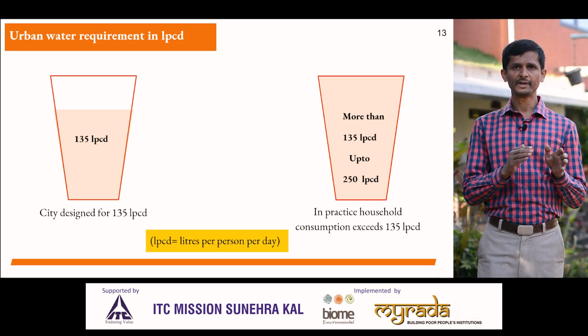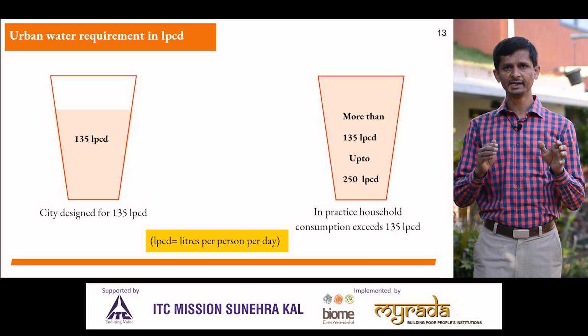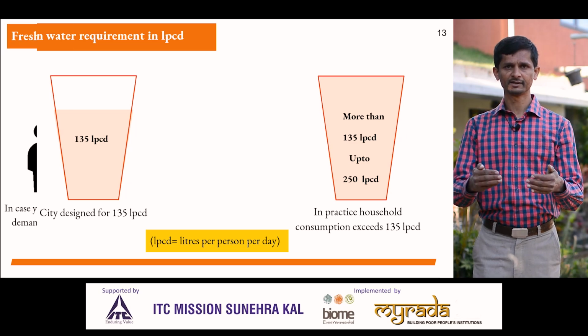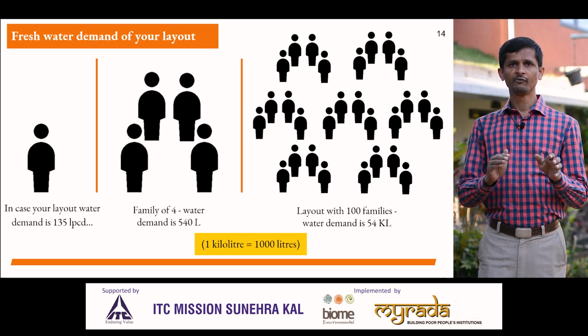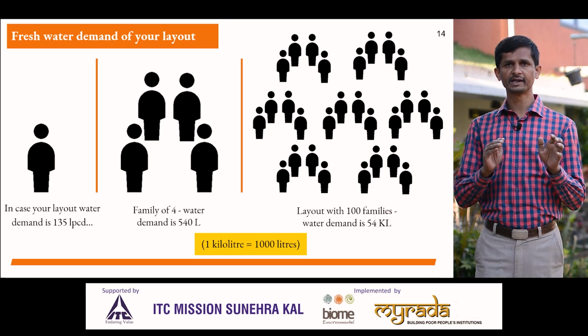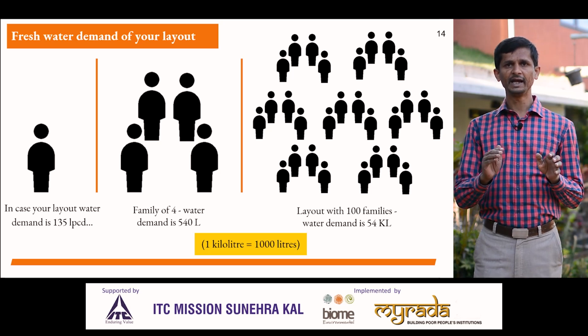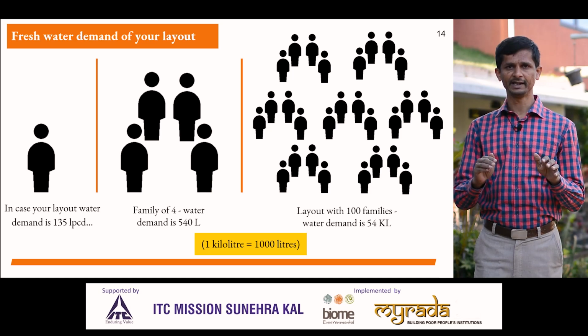For sustainable water management, it is very important to bring down the consumption to 135 LPCD or lower through the interventions which shall be discussed further. Assuming that per person water demand is 135 LPCD, water demand for a family of 4 persons is 540 liters per day, and likewise for the whole layout with total number of 100 families requires 54 KL.